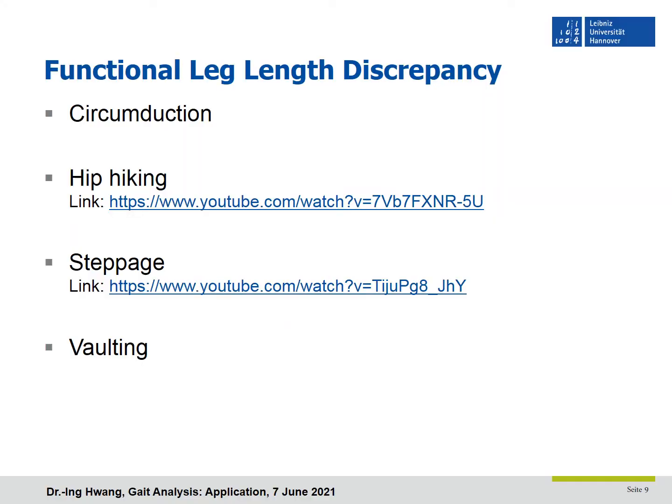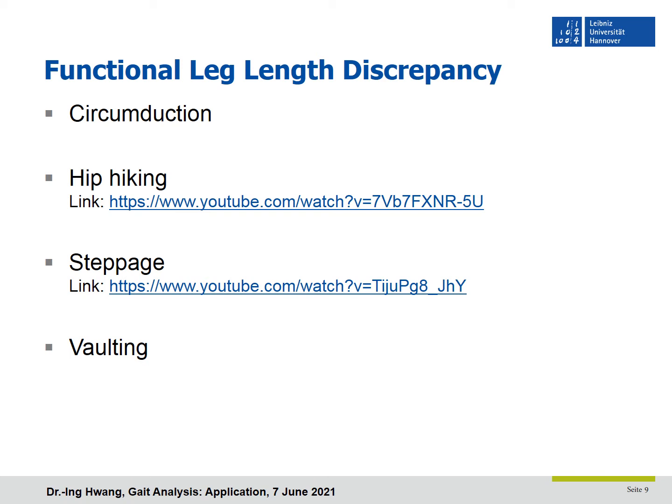The next one is functional leg length discrepancy. This problem is caused by different lengths of the leg. It does not mean the leg length is really different. The joint extension and flexion are repeated, and the leg length should be changed, being longer and shorter than the other leg at the right timing.